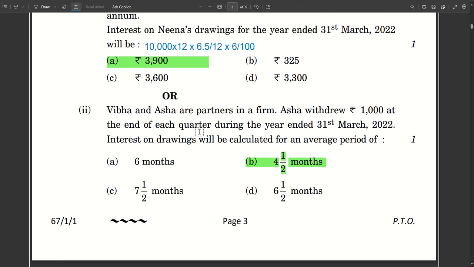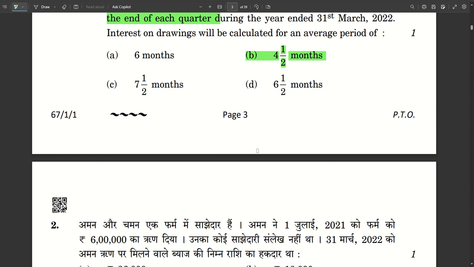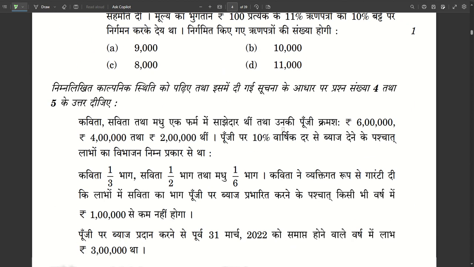The next one that we have, Viva and Asha are partners where Asha withdrew 1000 at the end of each quarter. When we are doing this at the end of each quarter, the average period which is taken is 4.5 months. How it is arrived at, what is the calculation? Again, you can check out the entire playlist, where everything is explained in detail, how this average period is arrived at. Do check that out, and if you have any further questions, do let me know.